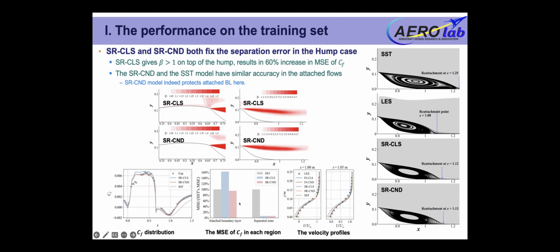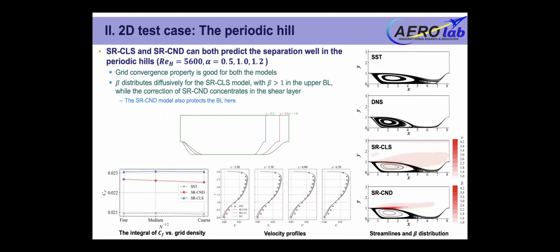But the SR-CND and the SST model have similar accuracy in the wall attached flows. So the SR-CND model indeed protects the attached boundary layer here, while having the same accuracy in the separated flows as the SR-CLS model trained by the classic field inversion method.